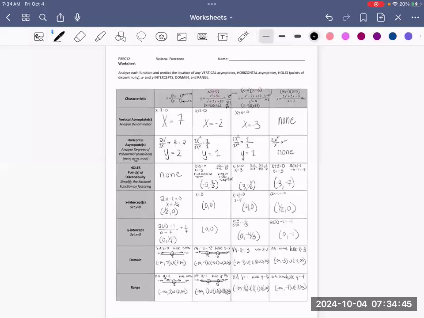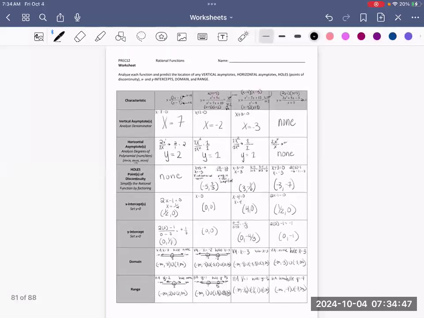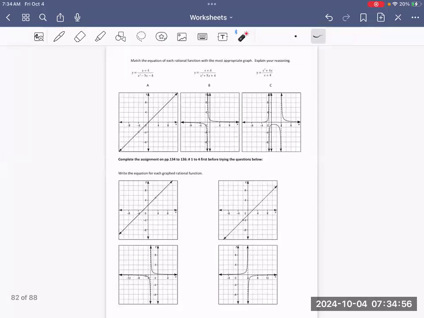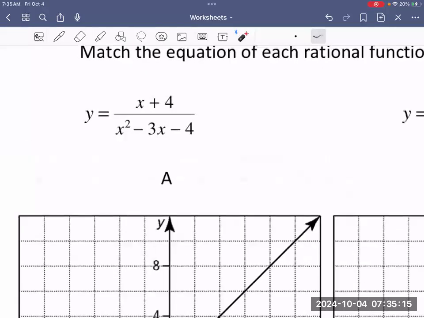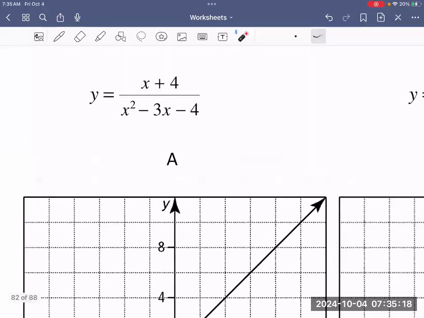I am a huge fan of this worksheet. Whoever made it, I thought was awesome. It gives us all of the stuff in a nice orderly fashion. Now, when it comes to matching the equation of your rational function, I really like these problems because it's already graphed for you. It's given you a visual idea of what these are. So you just need to apply what we just did and now actually produce what the graph is going to look like.